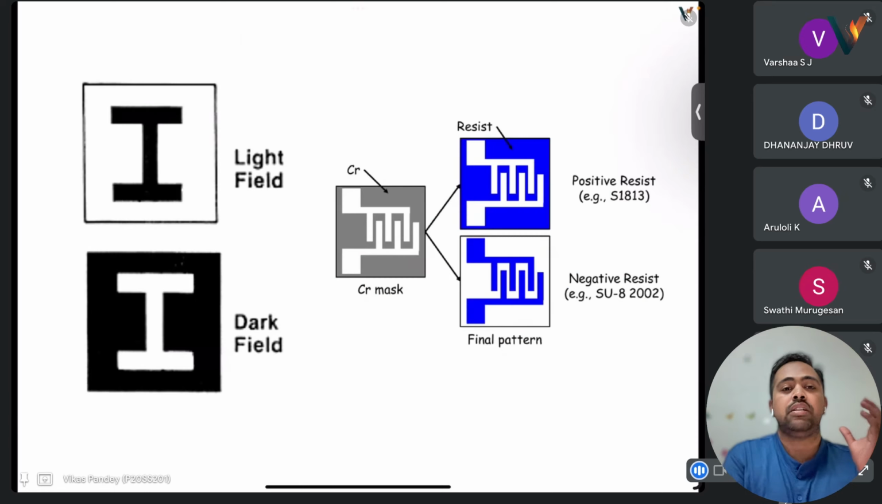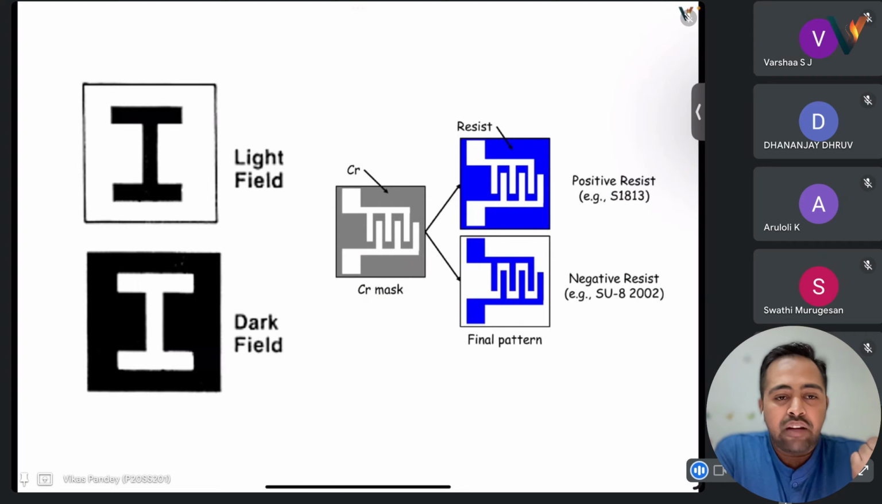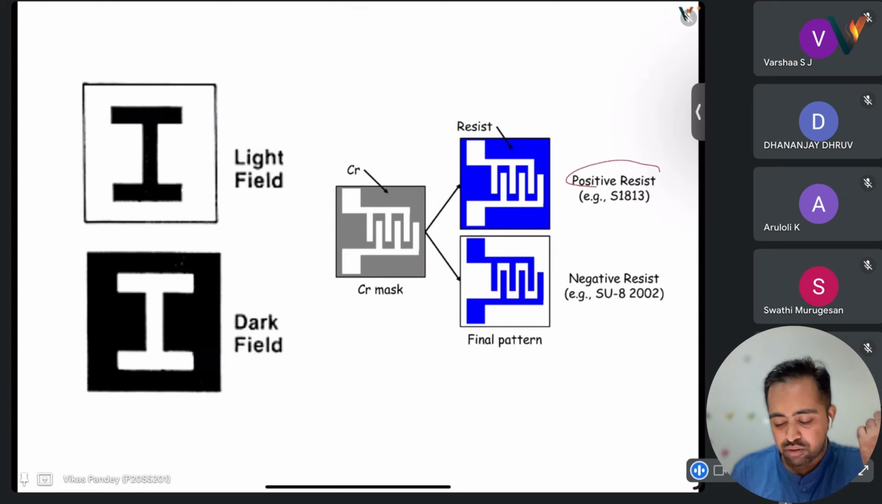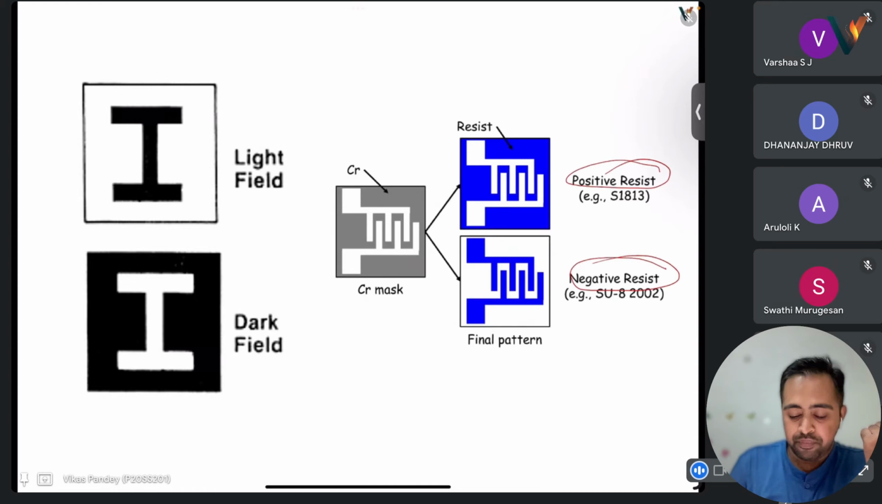So in general, we can say we have two types of mask, light field or dark field. Its application depends on the pattern we are trying to make as well as the resist we are trying to use. Similar to this mask type, there are two types of resist also, positive and negative. In the case of positive, what happens? Does the exposed area get dissolved or the unexposed area?